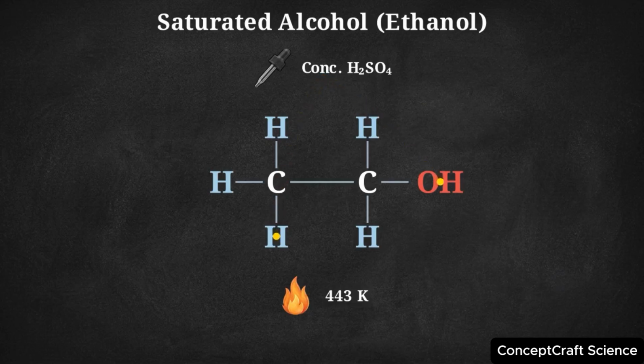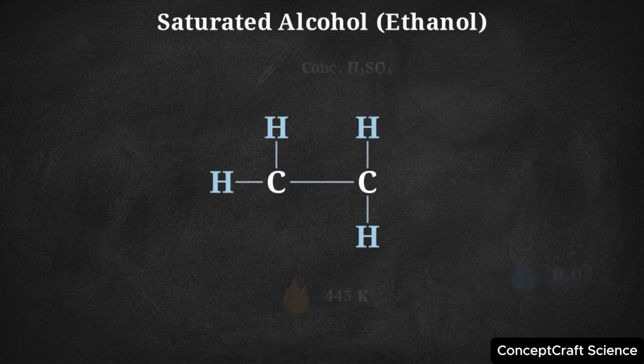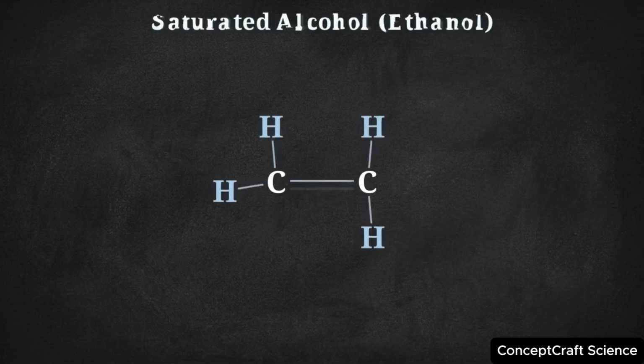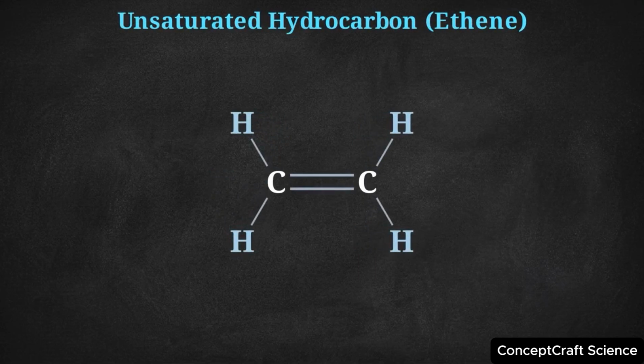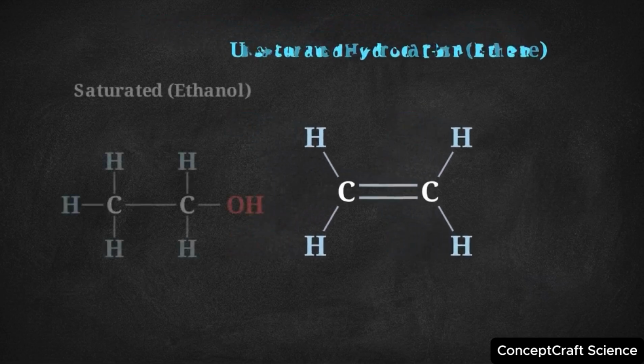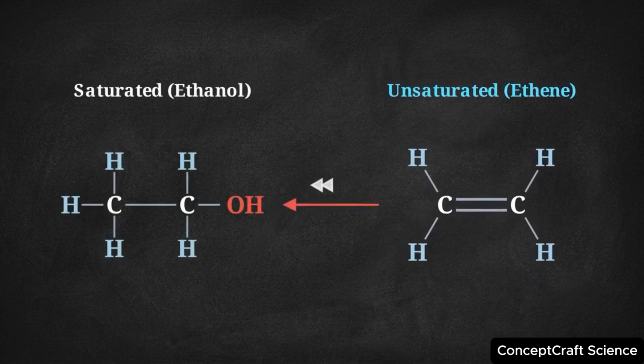The concentrated sulfuric acid acts as a dehydrating agent. It physically rips an oxygen and two hydrogen atoms out of the ethanol molecule to form water. To stabilize, the remaining carbon atoms are forced to snap together, forming a double bond. By stealing that water, the acid chemically forces a saturated alcohol to become an unsaturated ethene molecule. It's essentially the mechanical reverse of the addition reaction we saw earlier.